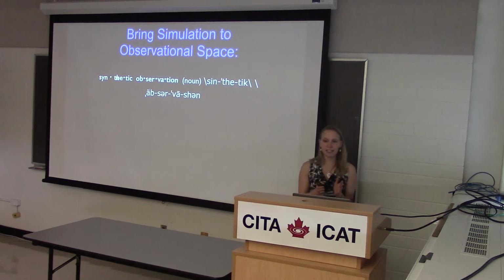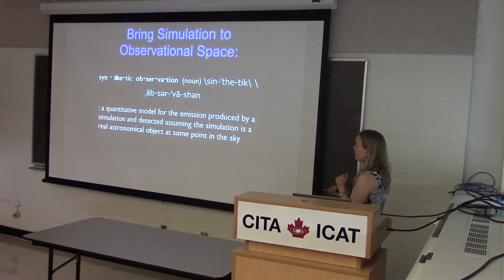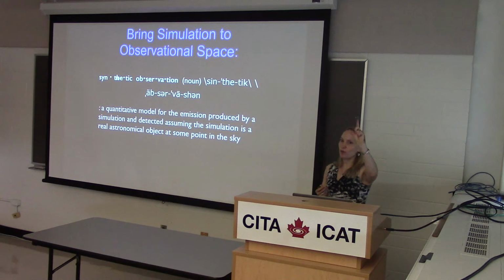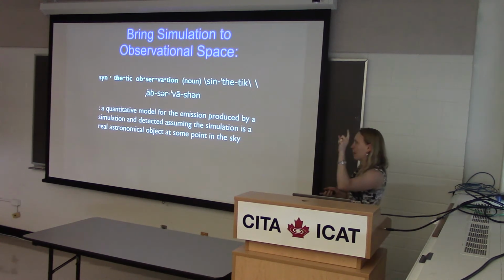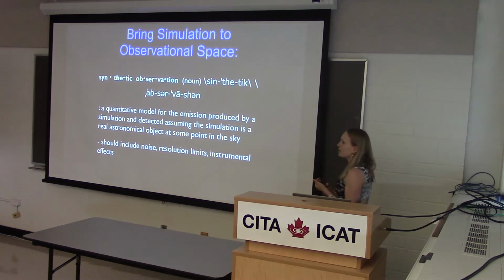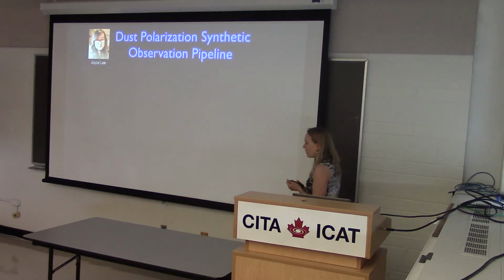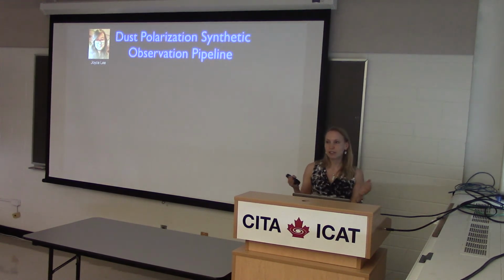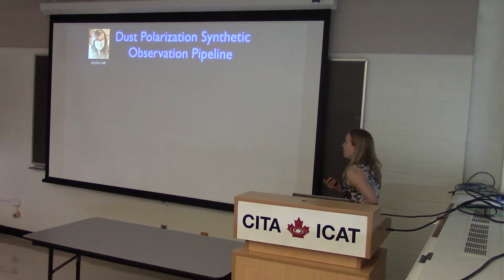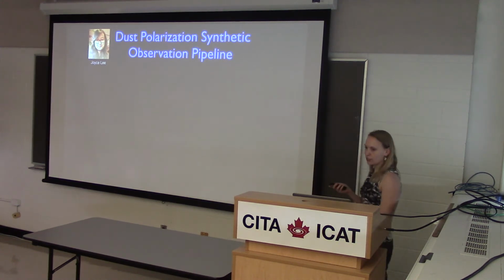So I'm going to define a synthetic observation as a quantitative model for the emission produced by a simulation and detected as if the simulation were a real astronomical object at some point in the sky. And that means including things like noise, resolution effects, and instrumental effects. Right? So for this project, in comparing to CHAT's survey data, we co-supervised a student, Joyce Lee, who took the simulations and carried out this synthetic observation for a variety of different calculations.